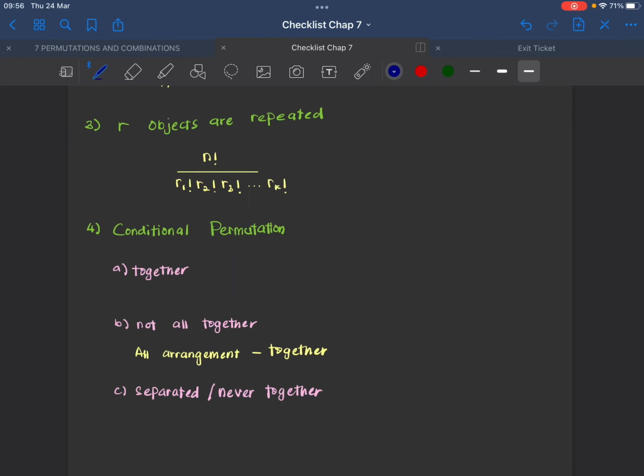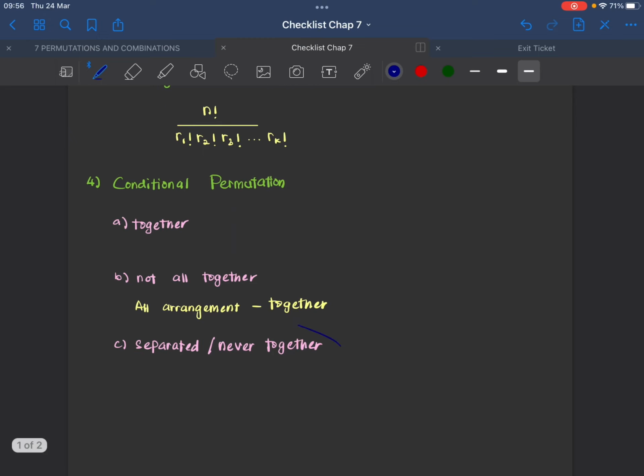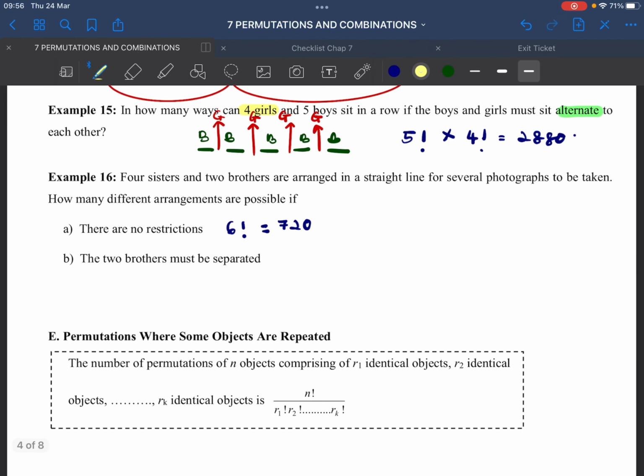Okay, now, the 2 brothers must be separated. So, kalau kamu tengok dekat checklist ni, bila dia kata separated, the keyword here ialah di celah-celah. Okay, celah apa? Di antara lah, macam alternate tadi sebenarnya. Okay, let's see. The two brothers must be separated. Kita nak dua brothers separated. Kita ambil apa yang tak separated tu, which is 4. Okay, the sisters. Kita susun the 4 sisters first. 1, 2, 3, 4.